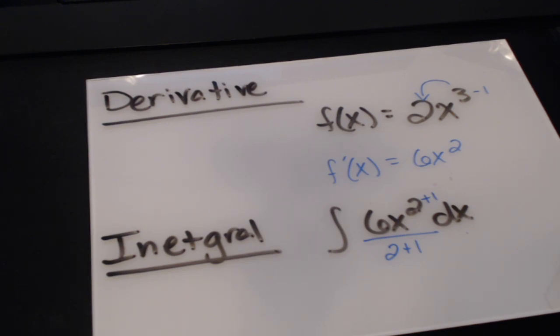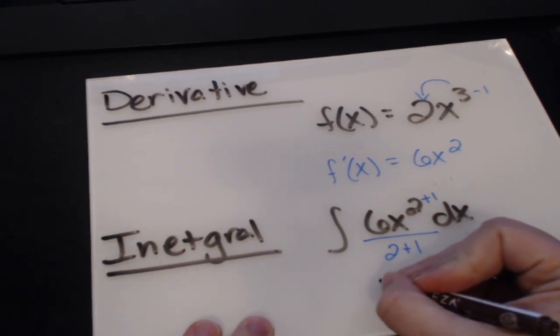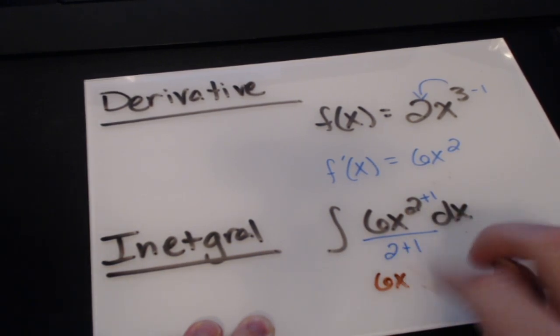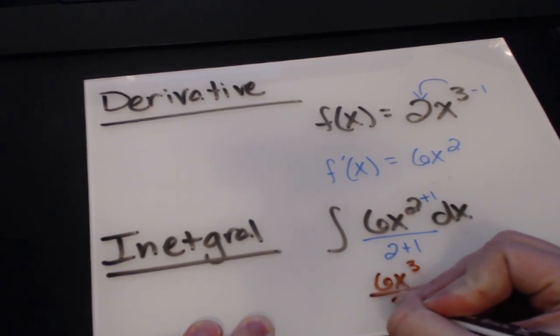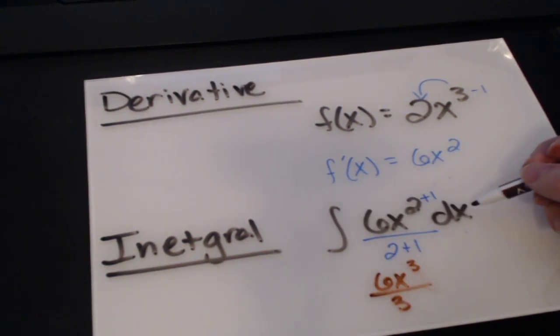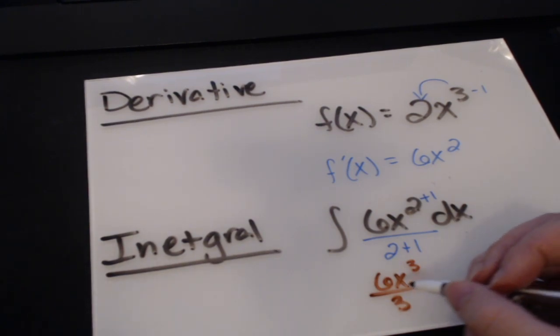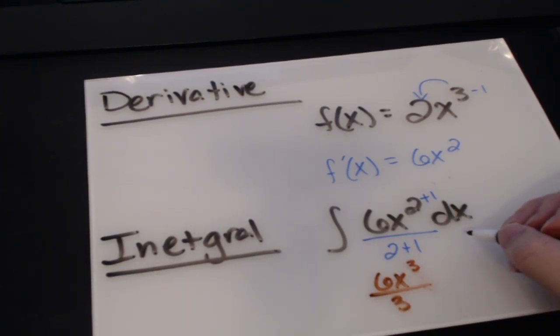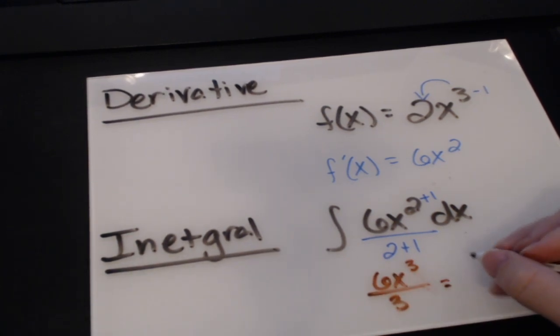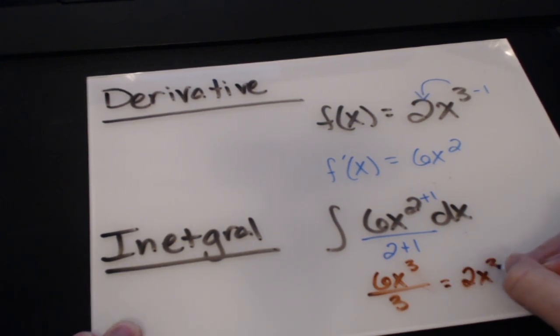So when that happens, a couple things happen here. You end up getting 6x squared, 2 plus 1 is 3, so it's not squared anymore. 6x cubed over 3. And the dx goes away. As soon as you integrate, the derivative goes away because they're opposite operations. There's actually more to that that gets really mathy. We're not going to get into that. Just know that dx goes away for now, and don't get too hung up on that. What is 6 divided by 3? Well, I am really hoping that's 2. So we get 2x cubed.